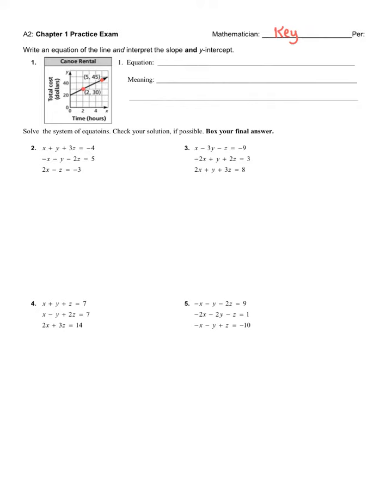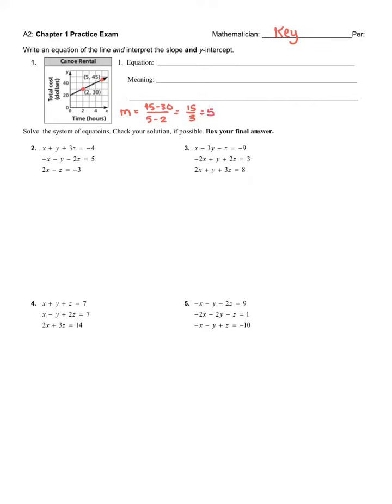So the first thing we're going to do is find the equation of this line. To find that equation, we have to find its slope using the 2 points given. So we subtract the y's over we subtract the x's. That gives you 15/3, which reduces to 5.